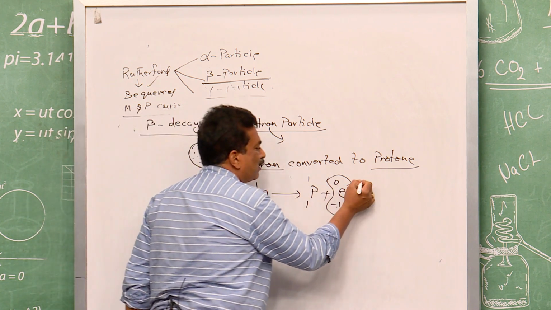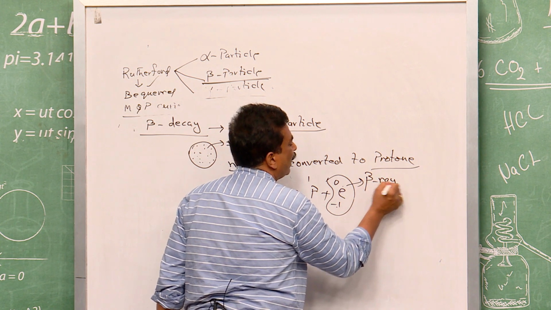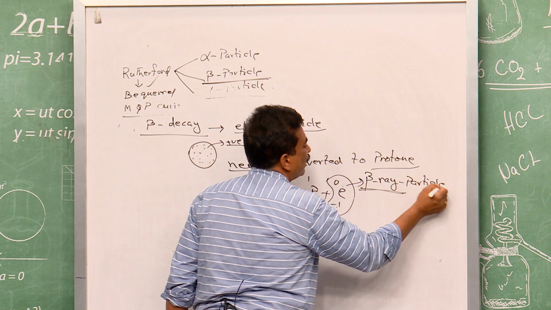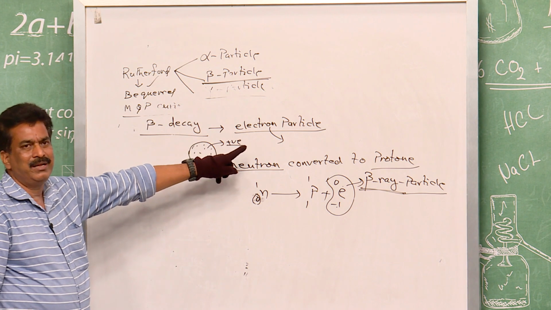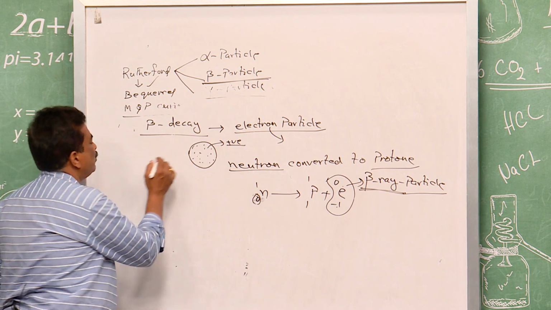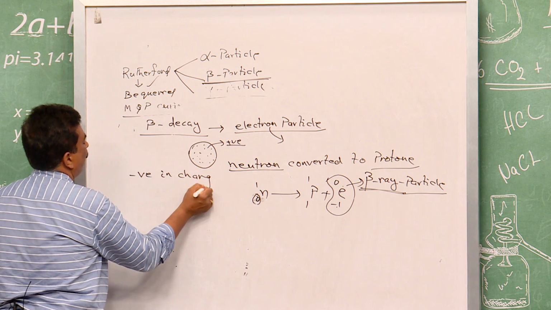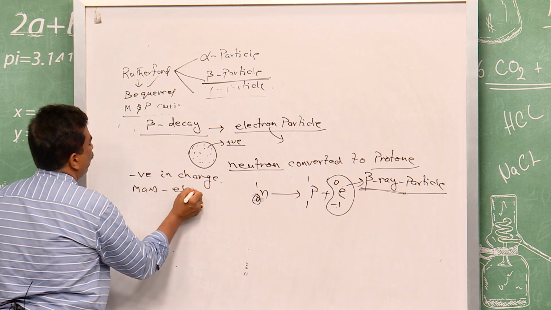And this type of ray, which is invisible, is the beta ray or the beta particle, we can say. This is the theory behind beta decay. So the beta particle is negative in charge and its mass is that of the electron.